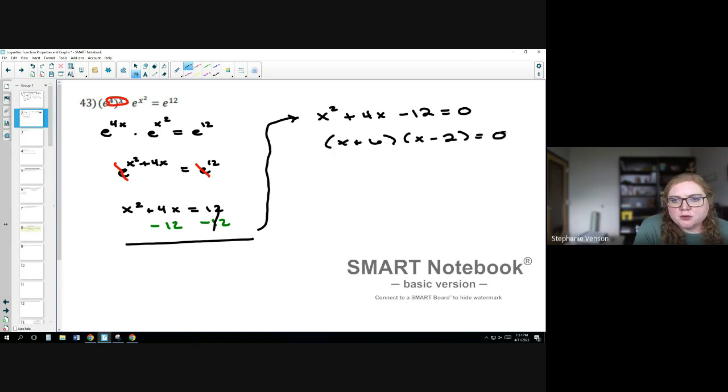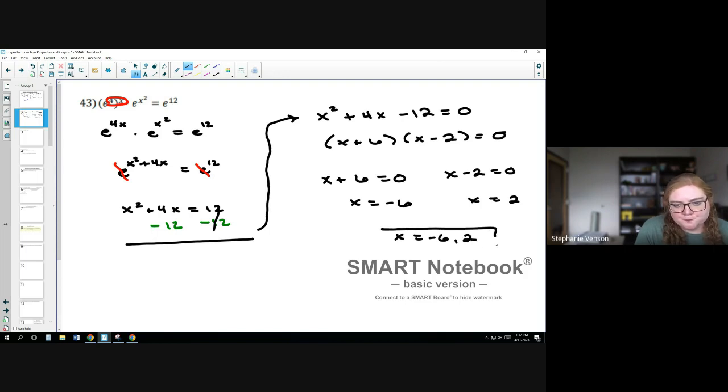By the zero product property, you can set each factor individually equal to 0. So we have x plus 6 equals 0 and x minus 2 equals 0. So we get x equals negative 6 and x equals 2. And there's our final answer, x equals negative 6 comma 2.